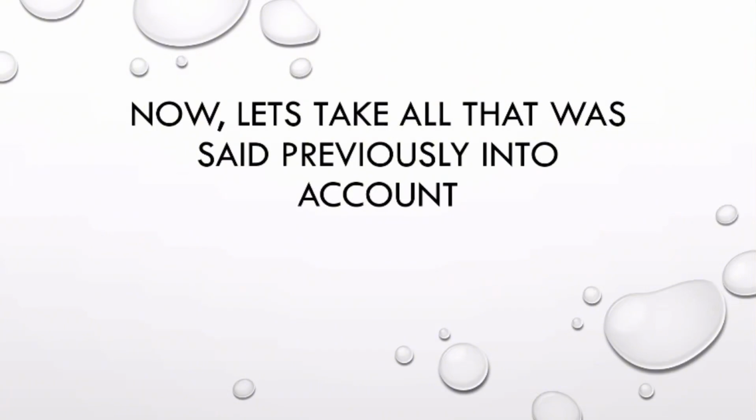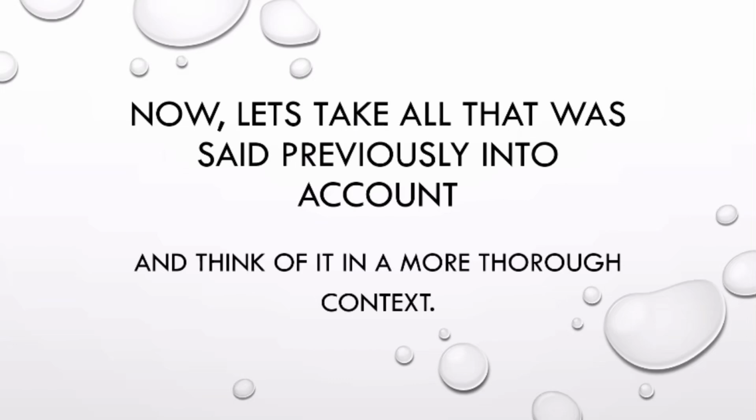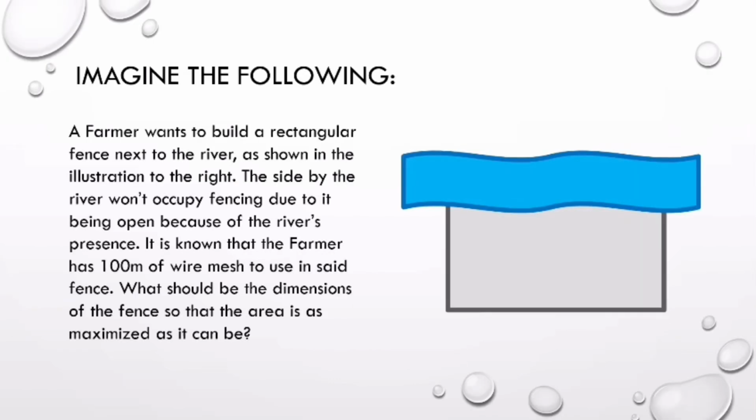Now, let's take all that was said previously into account and think of it in a more thorough context. Imagine the following. A farmer wants to build a rectangular fence next to the river, as shown in the illustration to the right. The side by the river won't occupy fencing due to it being open because of the river's presence. It is known that the farmer has 100 meters of wire mesh to use in said fence. What should be the dimensions of the fence so that the area is as maximized as it can be?